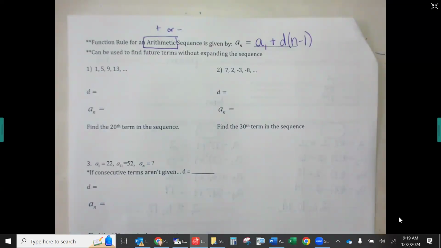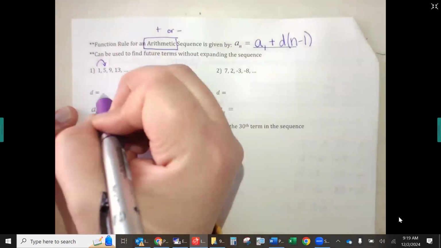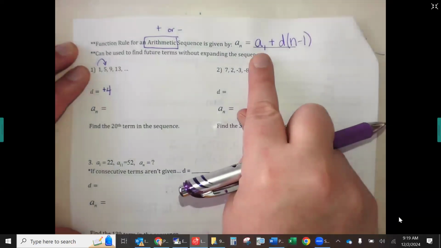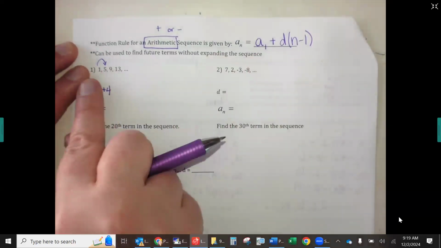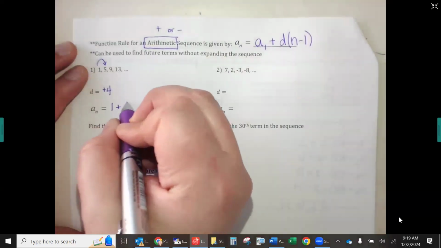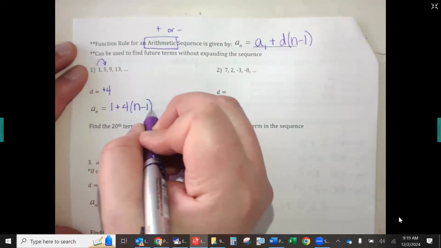It goes 1, then 5, then 9, then 13. What are they adding each time in number 1? So my common difference is a positive 4. Now, if you just put 4, that is the same, but I'm just putting the plus to show it's an added pattern. Okay, then your A sub n is going to be A1, the first term in the list. What was the first term in this list? 1 plus 4 times n minus 1.